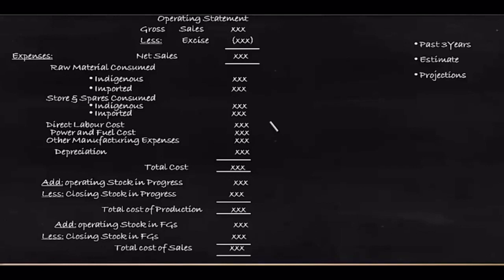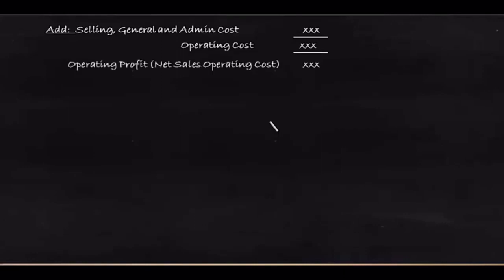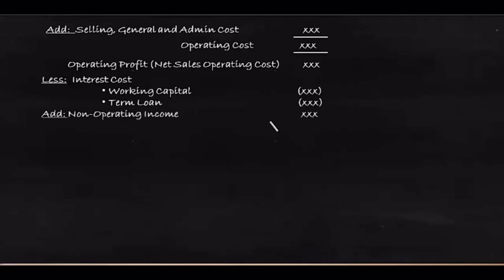And with this, selling and general admin expenses should be added, and this would give the overall operating cost for the company. And if this operating cost is deducted from net sales, it would give operating profit. And from this only we'll deduct interest cost, which should be broken into working capital cost and term loan cost. Then we have to add the non-operating incomes and deduct non-operating expenses so that we get profit before tax.